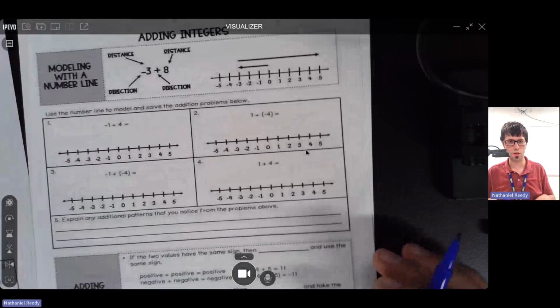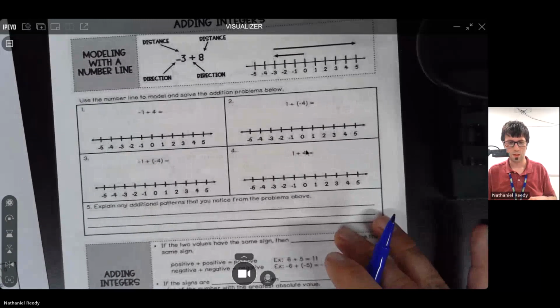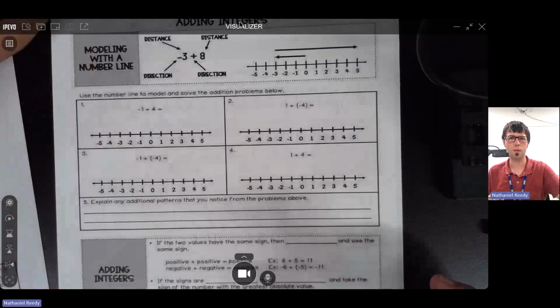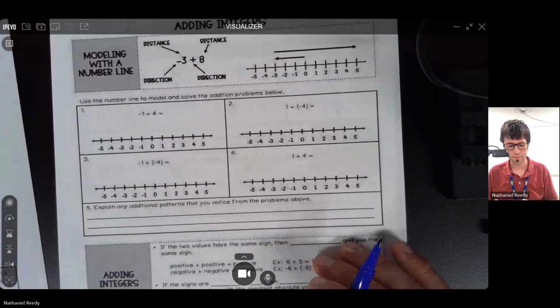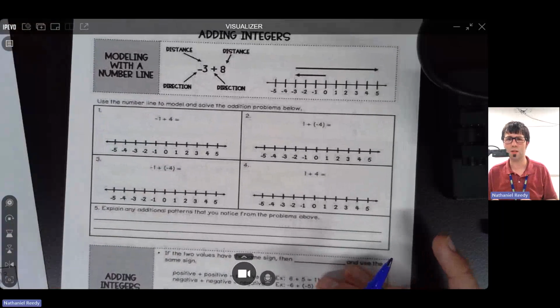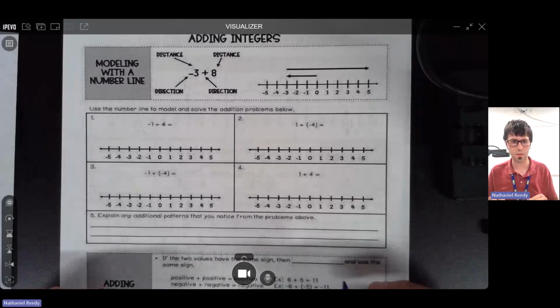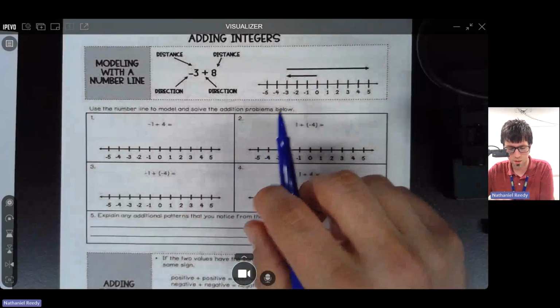All right, let's look at addition. Look at adding integers. This one says to use the number line to model and solve the addition problems below. Okay, I thought I wasn't recording for a second. I am. I hate that I've done that so much where I've thought I was recording and I wasn't. It hasn't happened this time, thank goodness.